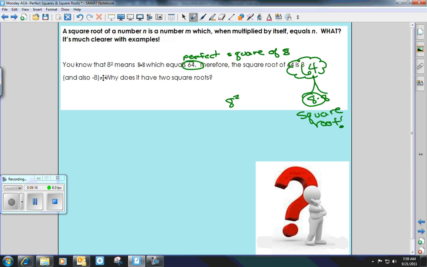We could also have -8 as the square root of 64. And I want you to tell me why that is. Why does 64 have 2 square roots? Why does any perfect square have 2 square roots, both positive and negative? Tell me why you think that is.